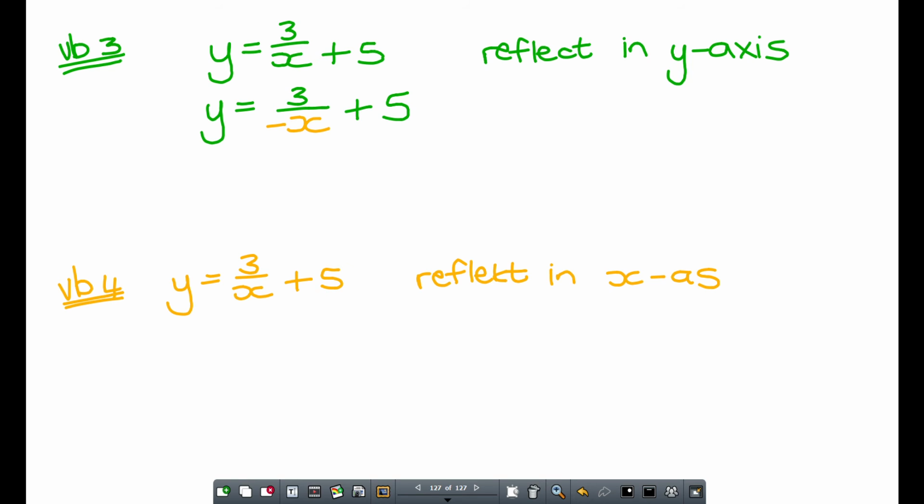Okay, now at example 4, there's a bit of a catch. So over here, I'm asking you to reflect in the x-axis. Reflecteer in die x-as, okay? So omdat ek reflecteer in die x-as, wat gaan verander? My y-waarde. So that's going to become minus y is equal to 3 over x plus 5. But we just said we're not allowed to have minus y. Ek wil hê y is gelyk aan iets.